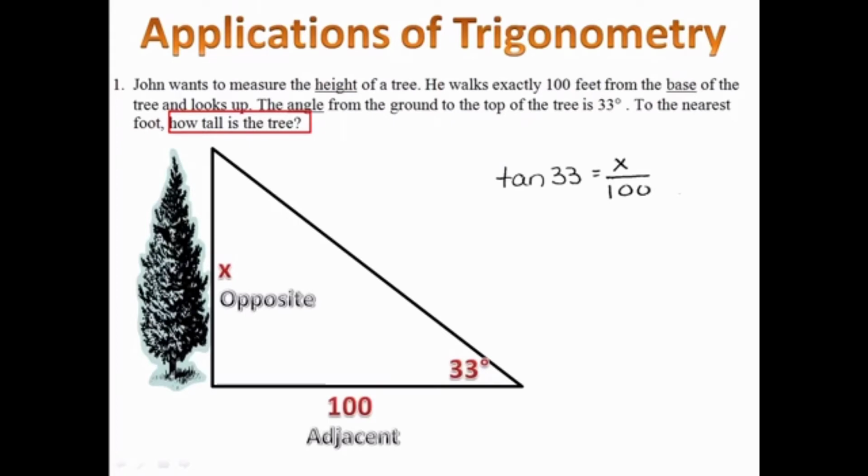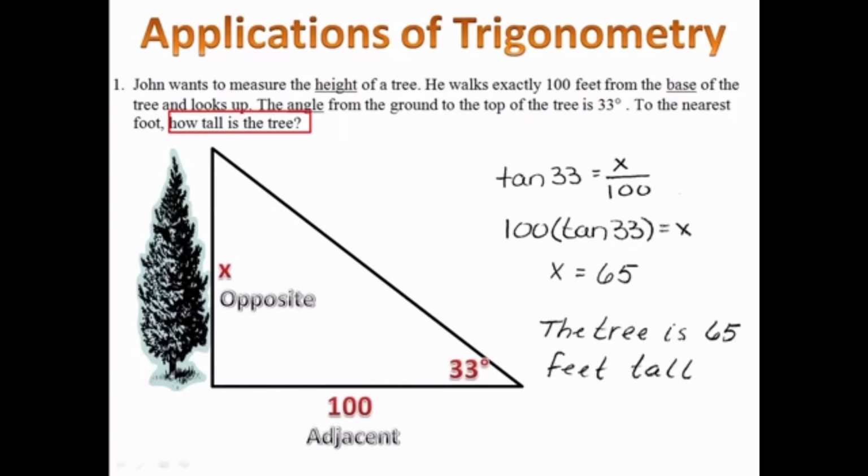Next, we're going to multiply it. 100 times tan 33 is equal to x. So x is 65. The tree is 65 feet tall.